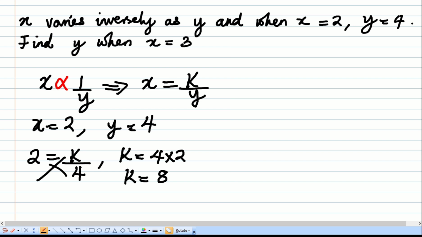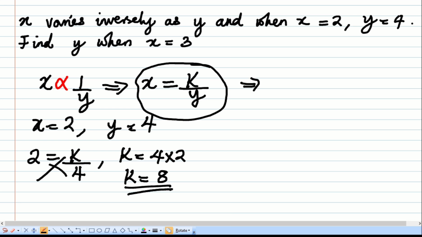Now, this is our constant. It's just that it was not asked in this question, but more often than not, they will ask you to find the equation connecting x and y. The equation connecting x and y is this equation, only that you now have to replace the value of k with what you found as k. So our k is 8. So the equation connecting these x and y quantities will be x equal to 8 over what? y. So this is our equation connecting.